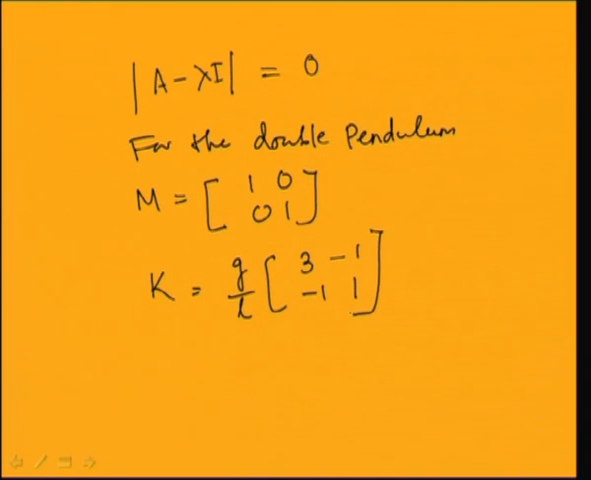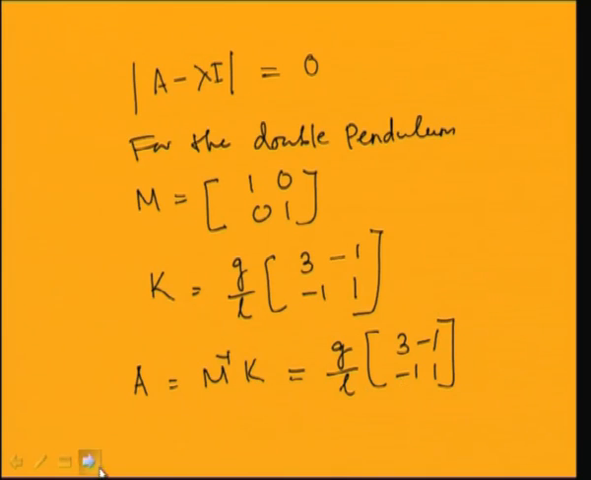So, I can find this A matrix. A is nothing but M inverse K. So you just find the inverse of the M matrix. The inverse of this unit matrix is the same. So M inverse K equals G by L times 3 minus 1 minus 1 1, because M inverse is the unit matrix, so multiplying with the K matrix it will remain the same.